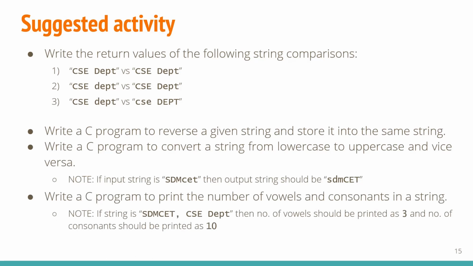You can also try to write a C program to print the number of vowels and consonants in the string. Again, we need to follow a note. If string is SDMCET, CAC department, then the program should print the number of vowels as 3 and number of consonants as 10. The last two programs are very simple. You just need to process the strings, and depending on which ASCII value the string characters lie, you just need to categorize them accordingly. So please try them as suggested activity.